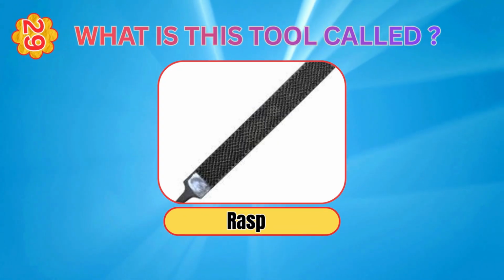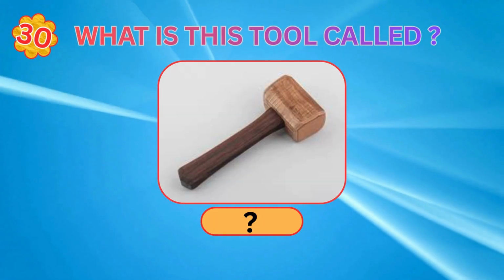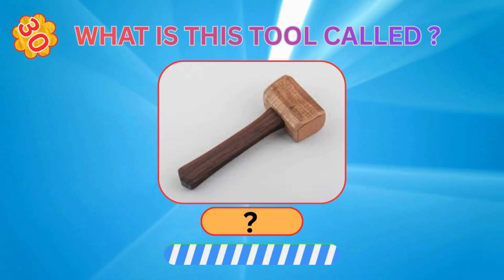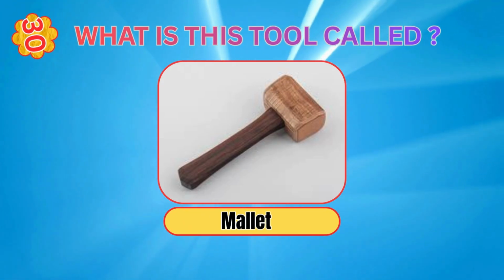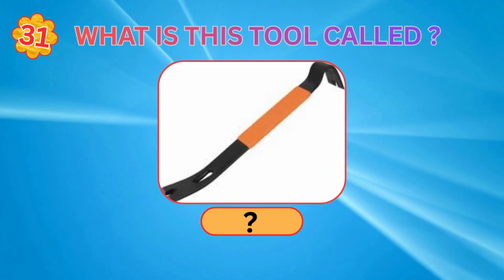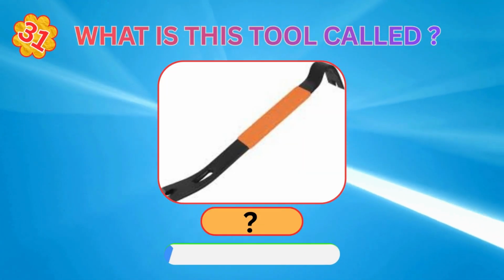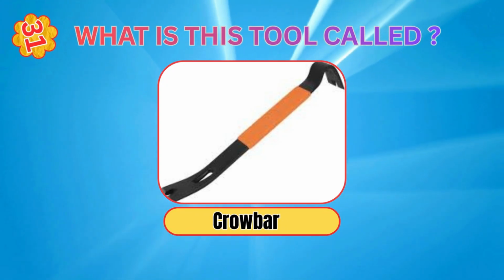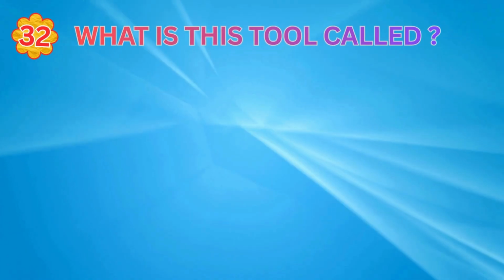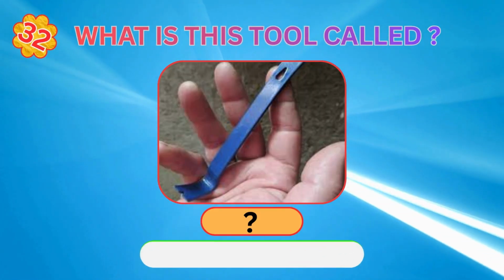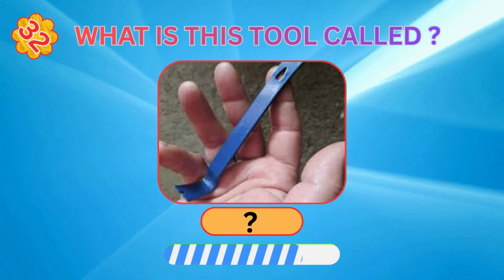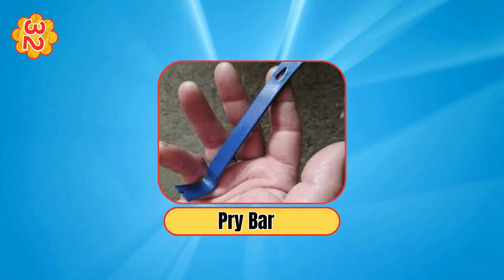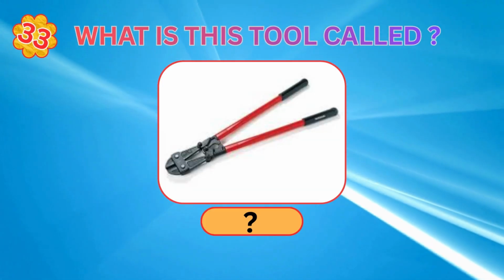What is this called in English? The correct answer, rasp. What is this called in English? It's a mallet. What is this called in English? The answer is crowbar. What is this called in English? The correct tool, pry bar.